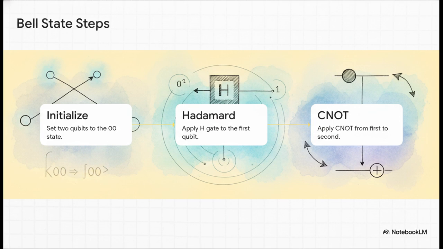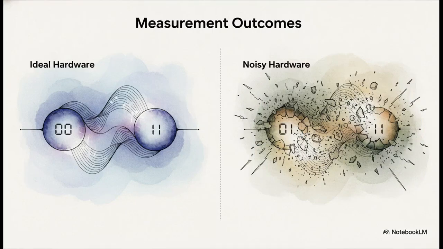Step 1. Initialize 2 qubits in the 0-0 state. Step 2. Apply a Hadamard gate to the first qubit, putting it into a superposition of 0 and 1. And Step 3. Apply a CNOT gate, using that first qubit as the control and the second as the target. This brilliantly illustrates what happens when abstract math meets the actual machine. When you measure this circuit, the entangled state collapses.